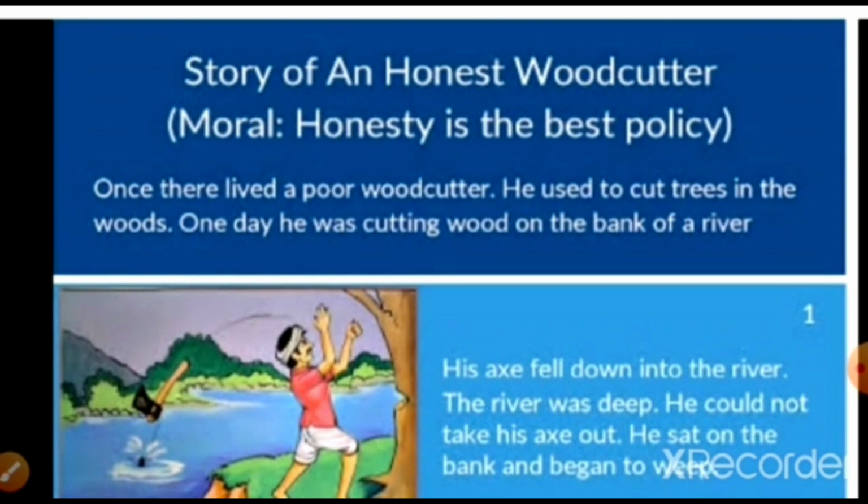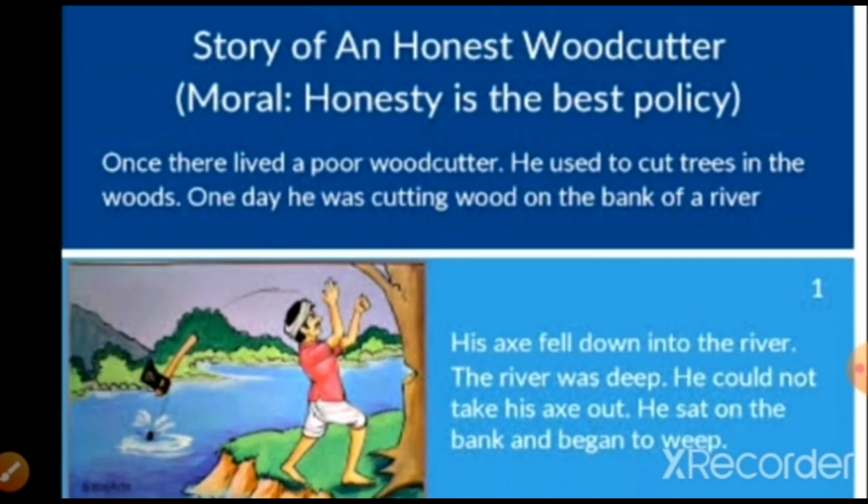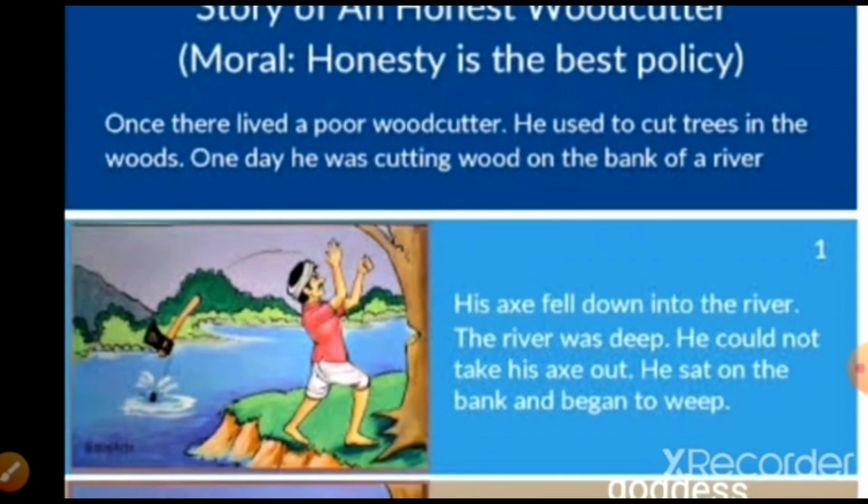Story: An Honest Woodcutter. We start the story like this. Once there was a poor woodcutter and he used to cut trees in the wood. One day he was cutting wood on the bank of the river. His axe fell into the water. The river was deep. He could not take his axe out. He sat on the bank and began to weep.